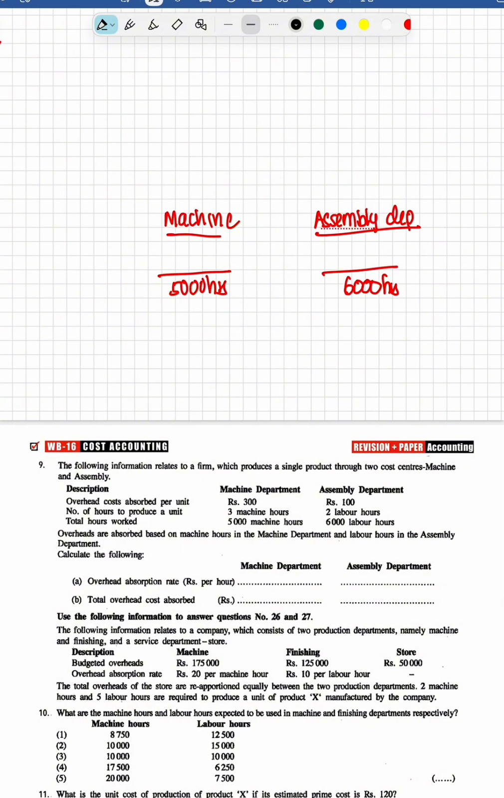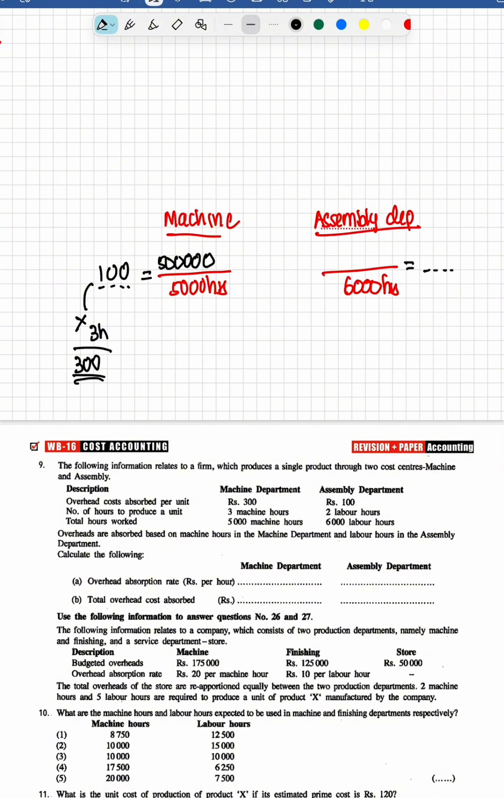The clue that they are giving you is the overhead absorbed per unit. So you all know this is per hour multiplied by how many hours they have used. 3 machine hours is going to be equal to how much? It's rupees 300 per unit. Okay, so we can find out this is equal to 100. So if it is 100, this will obviously be equal to 5000 multiplied by 100, which is equal to 500,000.